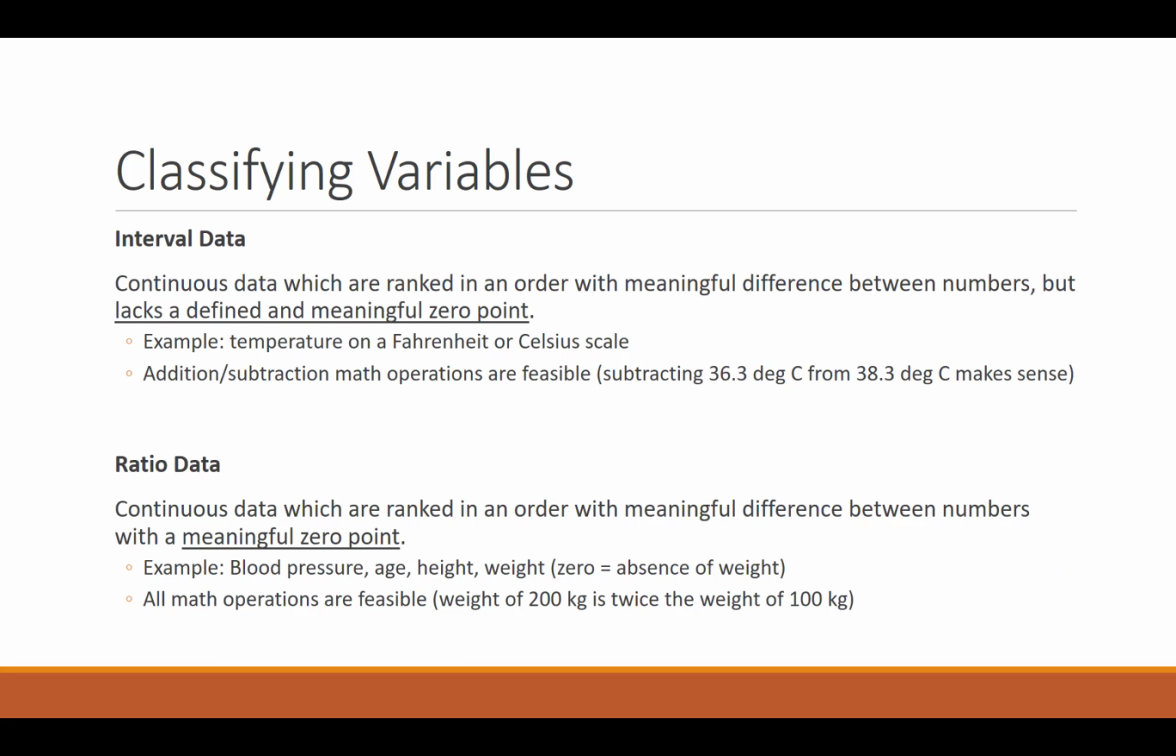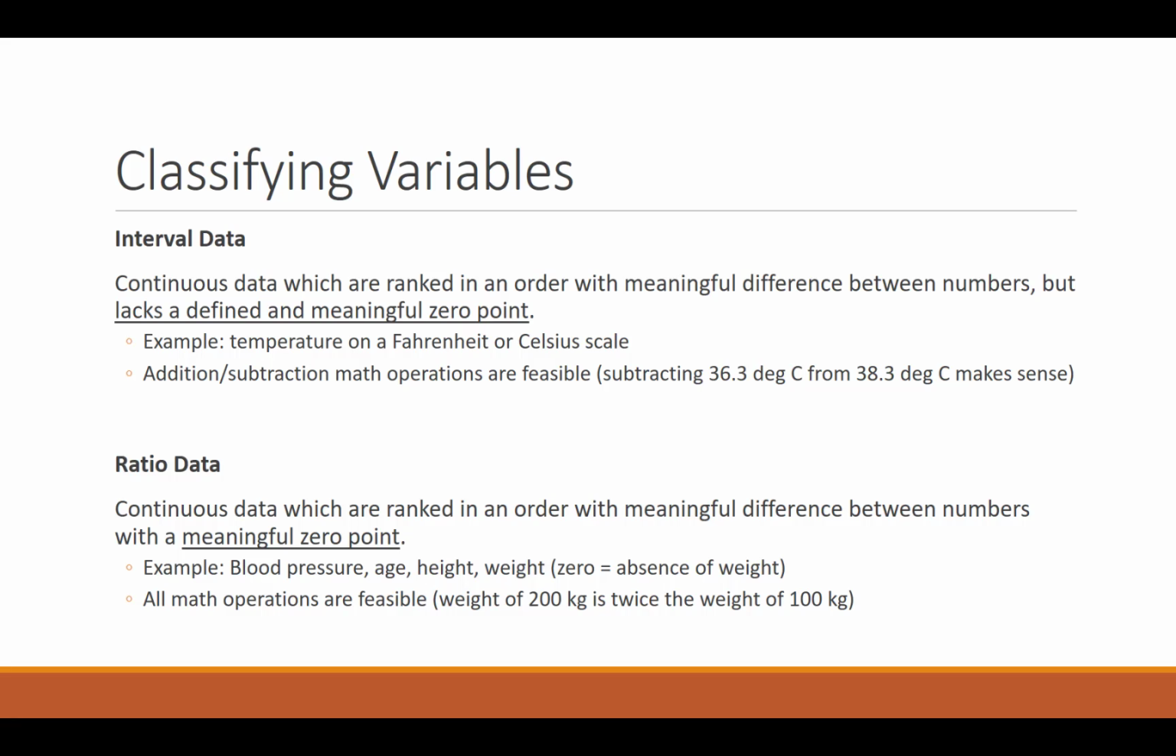The third variable type are interval data or interval variables. Interval variables are continuous data that are ranked in an order with meaningful differences between numbers, but they lack a defined and meaningful 0 point. For example, since this is a continuous variable, we can look at something like temperature on a Fahrenheit or Celsius scale. We can do addition and subtraction math operations because we're using a scale that has a meaningful difference between numbers, and we have instruments that can measure these numbers accurately.